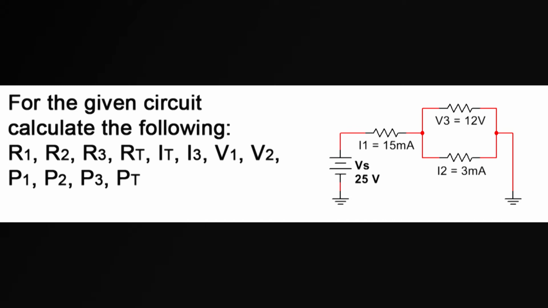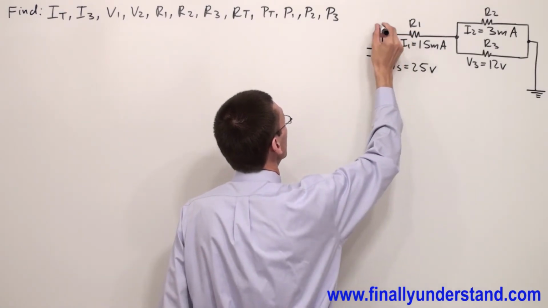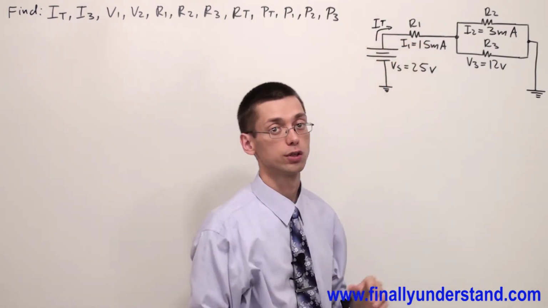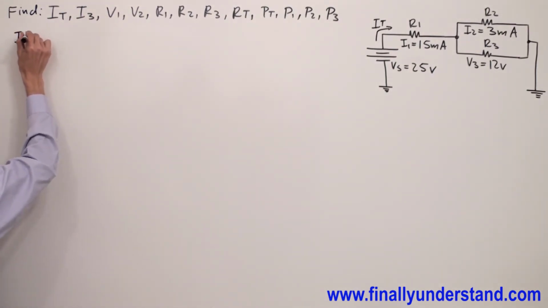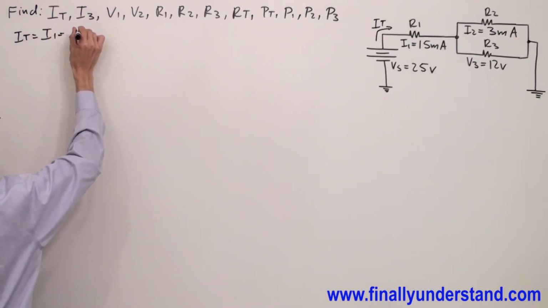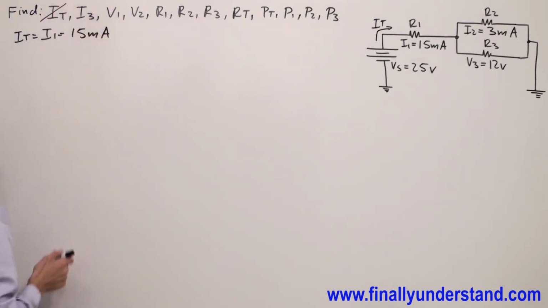We have another example on the board. We have to find I total first. Please notice that we have given I1. I1 goes through the resistor R1, but please also notice that this is going to be also equal to the total current, right, which will go through the whole circuit. So I can say that I total is equal to I1, which is equal 15 milliamps. Okay, so we found I total.